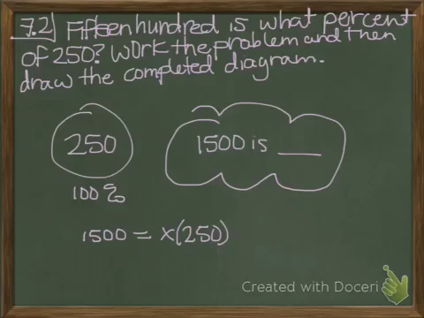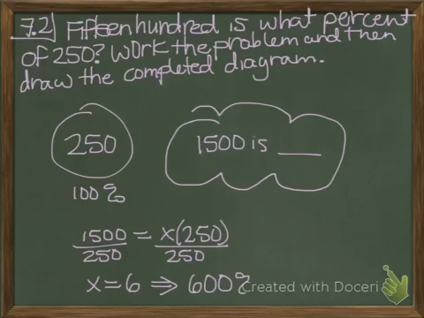I'm putting the x as a rate, so in the end we're going to have to multiply by 100. So divide both sides by 250, we get 6, but remember we need to multiply it by 100 because it's a rate, so it's 600%. So 1500 is 600% of 250.